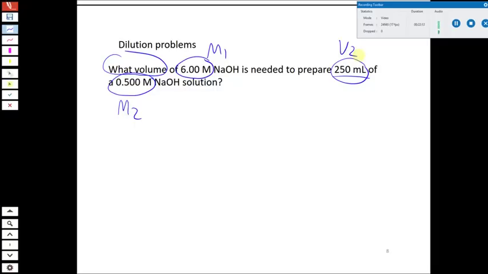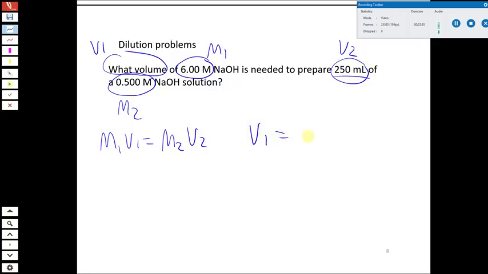So typically in a straightforward dilution problem, 3 of the 4 are given to you. And then what we're solving for is V1, the volume of the first solution that we would have to add in to make the second solution. So we're solving for V1 in this case. M1V1 equals M2V2.